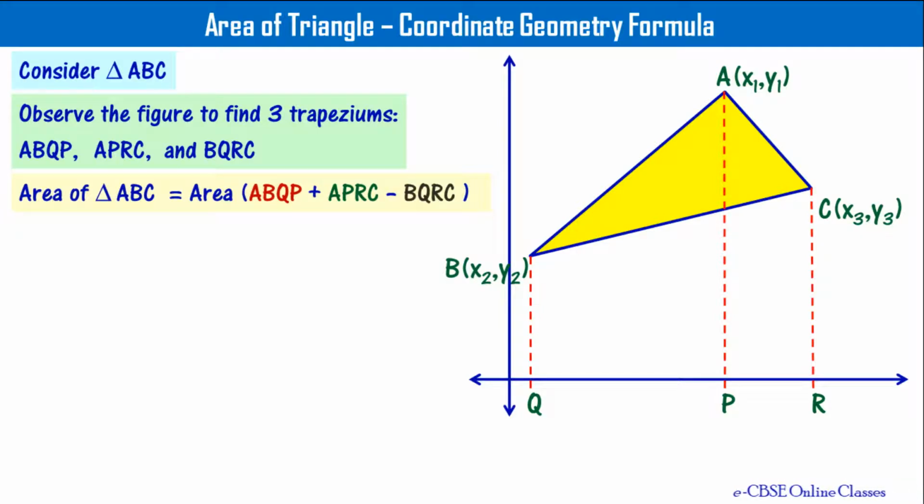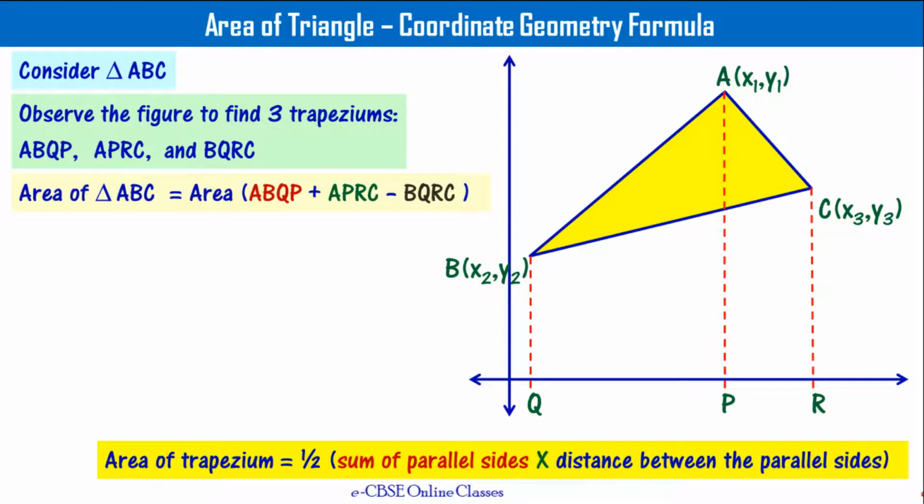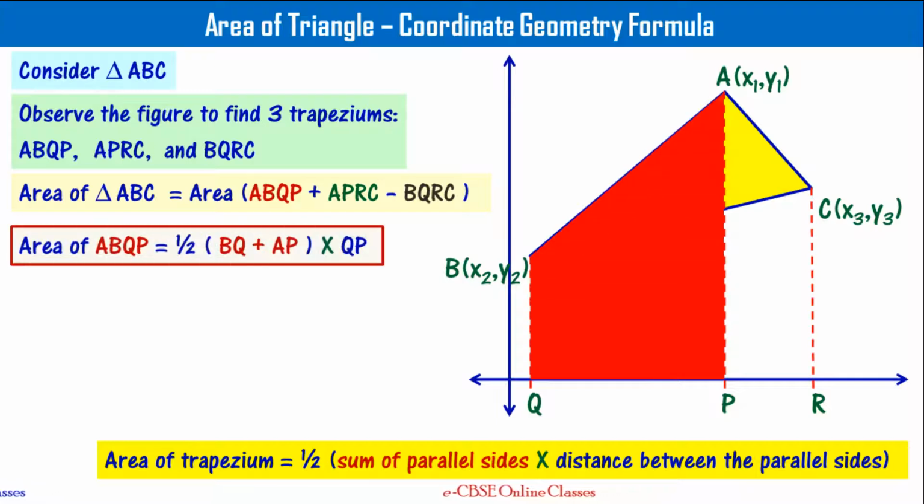We said that area of triangle ABC can be written as area of ABQP plus APRC minus BQRC, right? And we just have shown that area of trapezium equal to half times sum of parallel sides into distance between the parallel sides, right? Now let's consider trapezium ABQP. For this particular trapezium, BQ and AP are the parallel sides and QP is the distance between them, right?